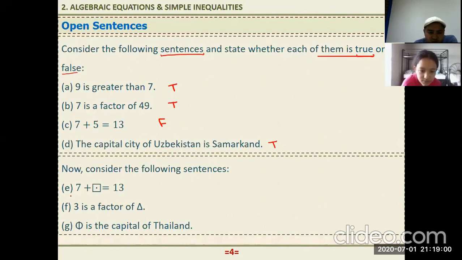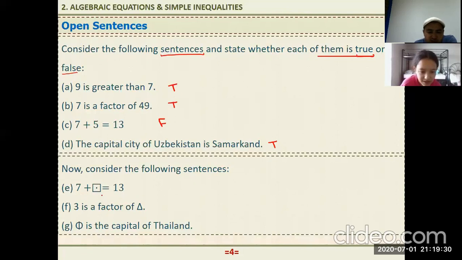Now, read this question. How do you read this? I don't know how to read the thing in the box. 7 plus square, some kind of symbol, equals 13. Okay. Now, if I ask a question, is it true or false? I mean, it could be any number though. So now for this, we cannot say it is true or false, right?